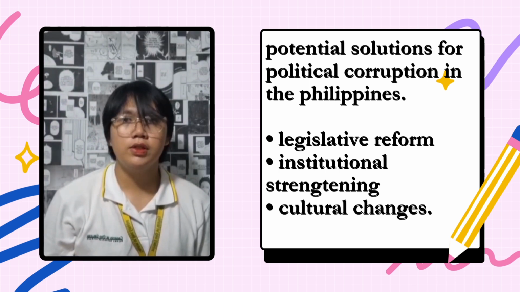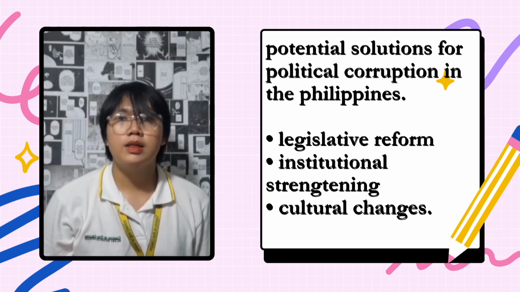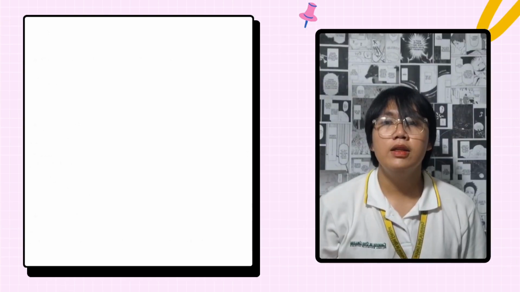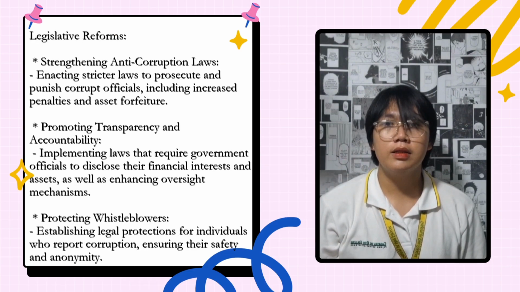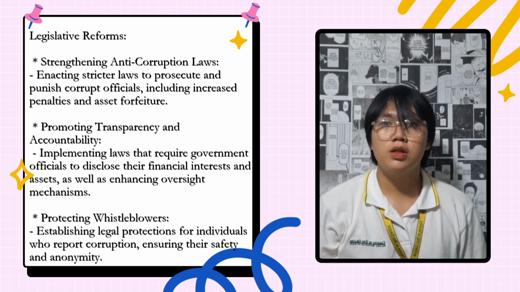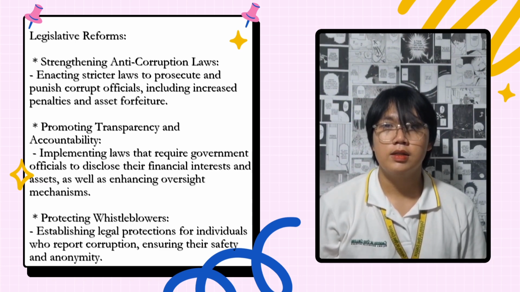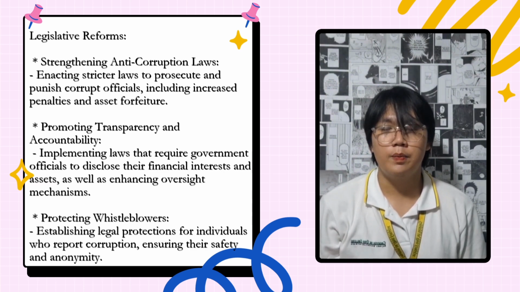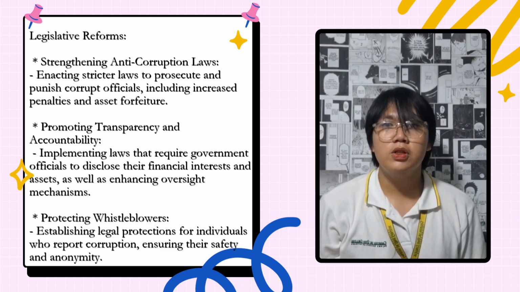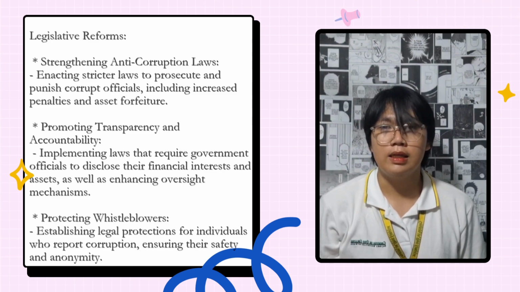I have found 3 potential solutions: legislative reform, institutional strengthening, and cultural change. Under legislative reform, we have strengthening anti-corruption laws. It means enacting stricter laws to prosecute and punish corrupt officials, including increased penalties and asset forfeiture. Second is promoting transparency and accountability, implementing laws that require government officials to disclose their financial interests and assets, as well as enhancing oversight mechanisms. Third is protecting whistleblowers, establishing legal protection for individuals who report corruption, ensuring their safety and anonymity.